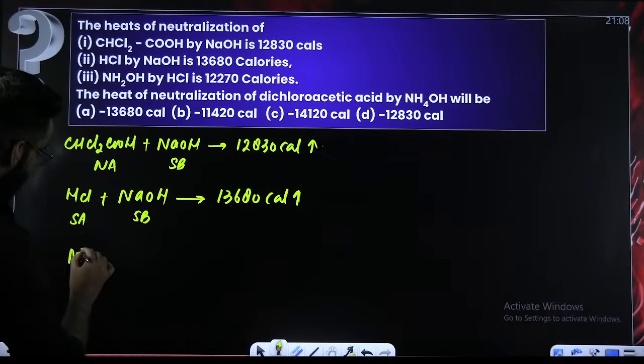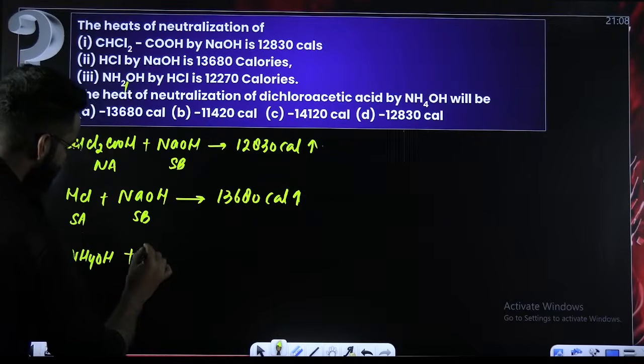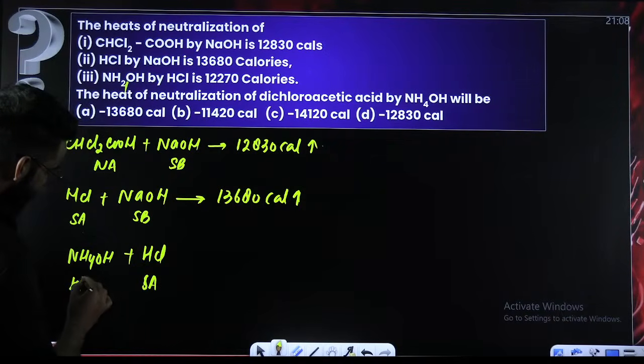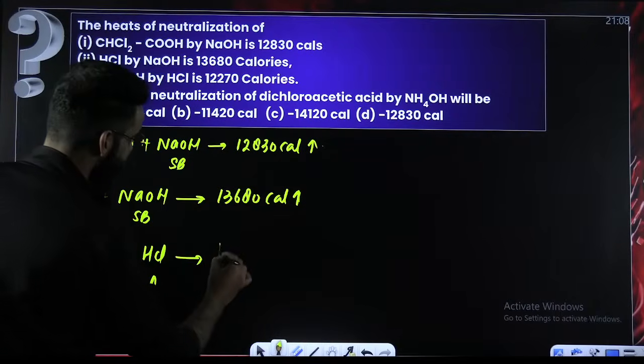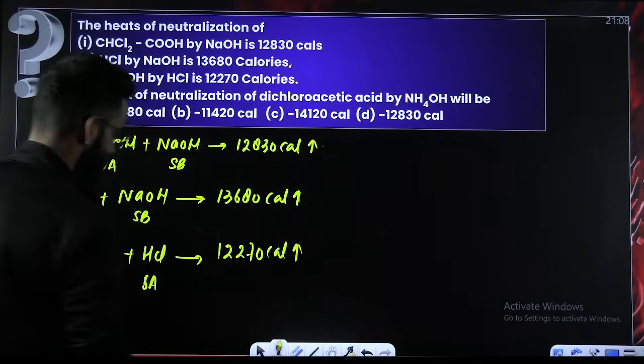Third one, NH4OH plus HCl. This is strong acid and this is weak base. How much heat is released in this case? 12270 calories of heat is released in this case.